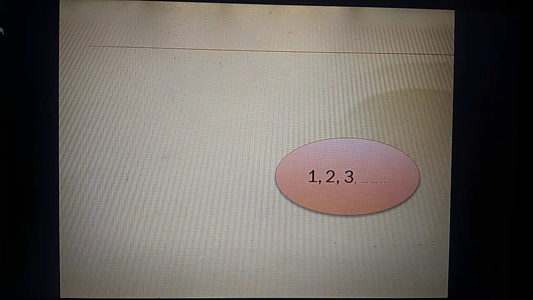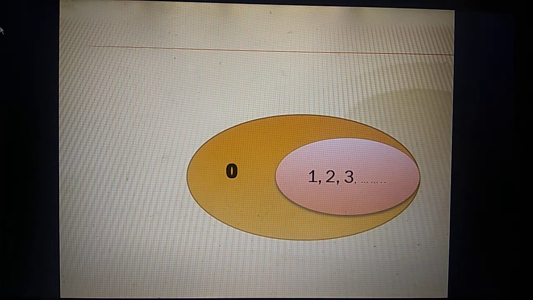Now 1, 2, 3 and so on. These are the counting numbers, or we can say these are the natural numbers. Now when you add a 0 to it, the list will become the whole number list. Now the 0 is in the list, and 1, 2, 3 are without any sign, so we can consider them as positive numbers.